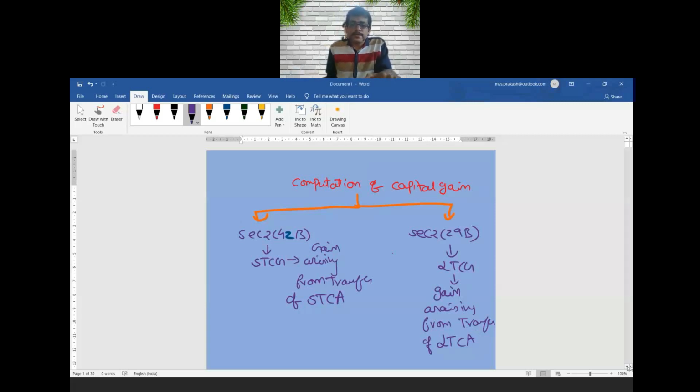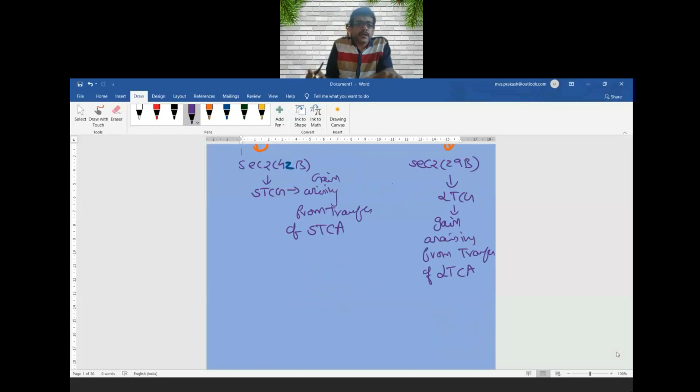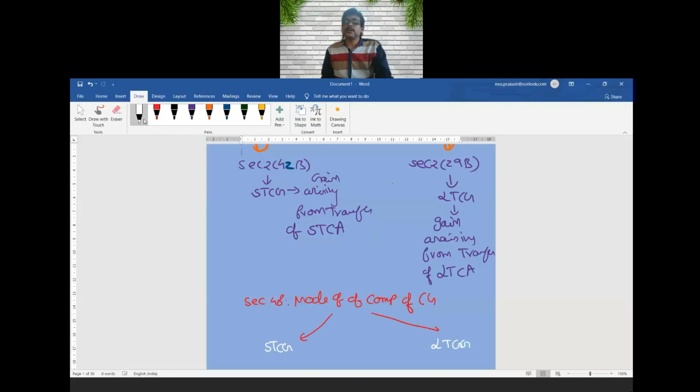Section 48 is nothing but the mode of computation. Mode of computation of what? Capital gain. We have just discussed that there are two types of capital gains. The first one is short term capital gain. The second one is long term capital gain.